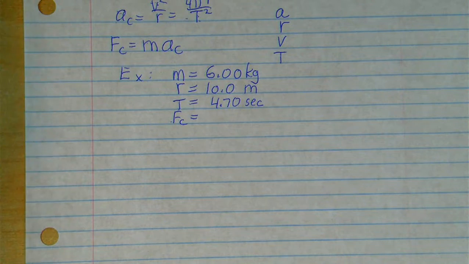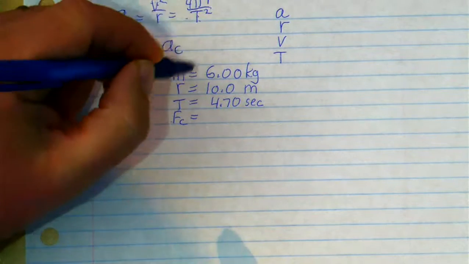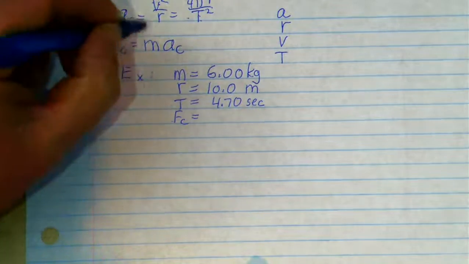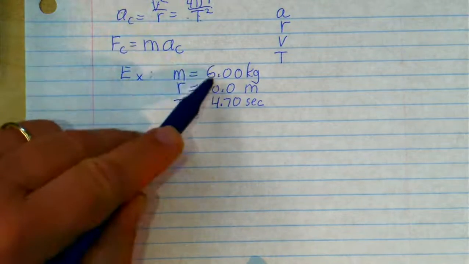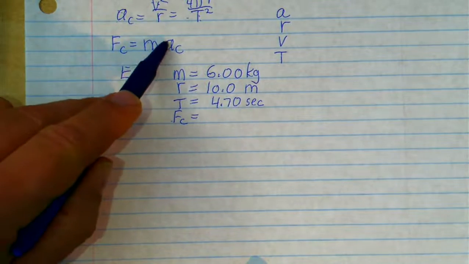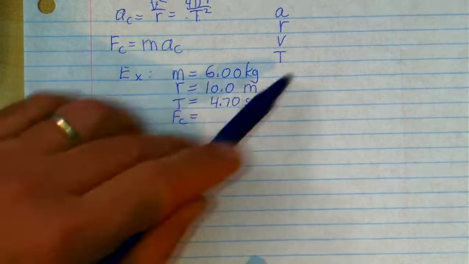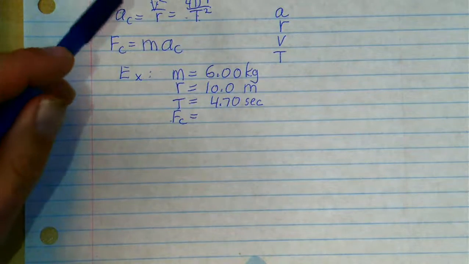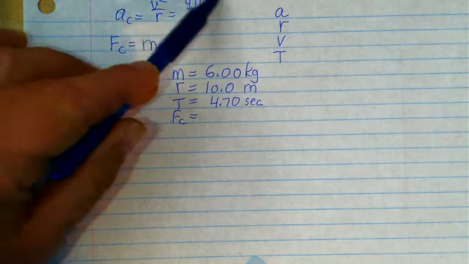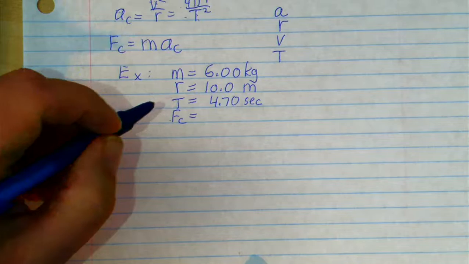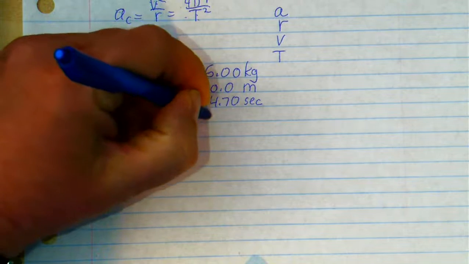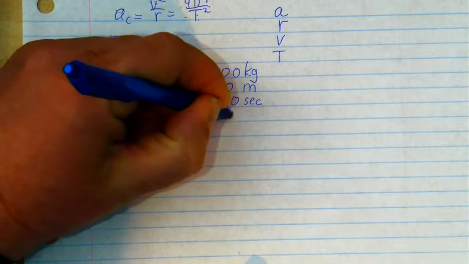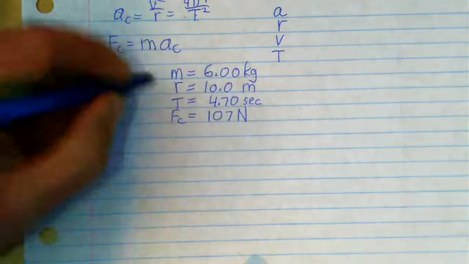All right, excellent job, students. Solving for the centripetal force, it's going to be the mass of 6 kilograms times the centripetal acceleration. Enough information is given that you would go m 4 pi squared r over T squared. The result was 107 newtons. Ta-da!